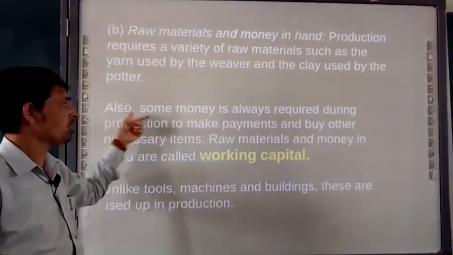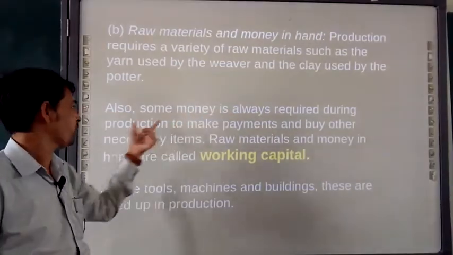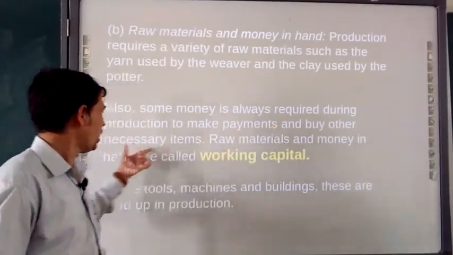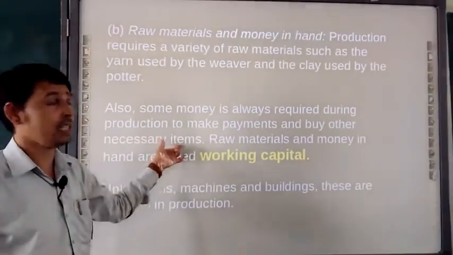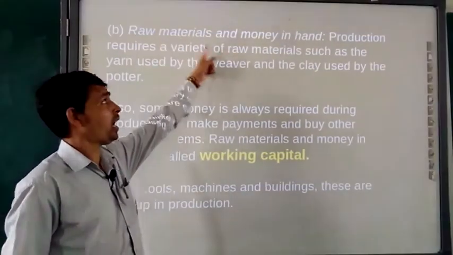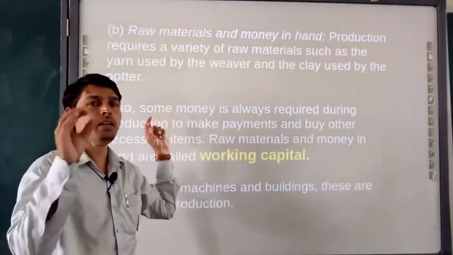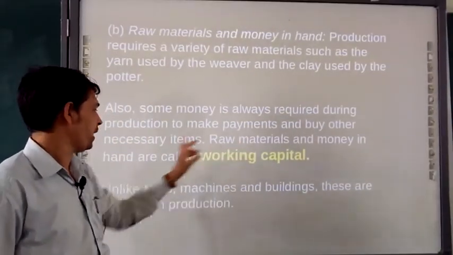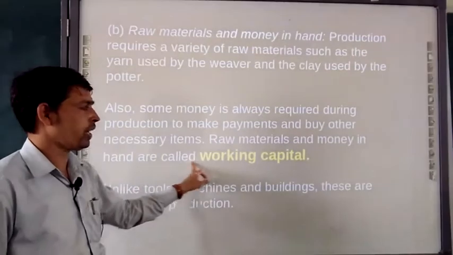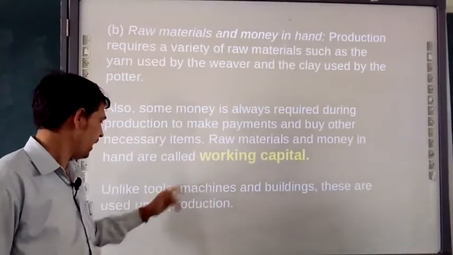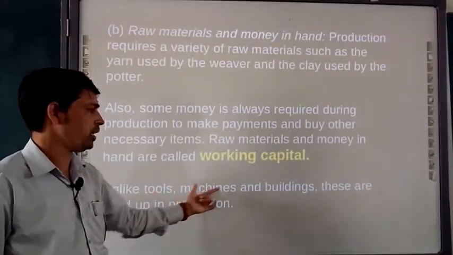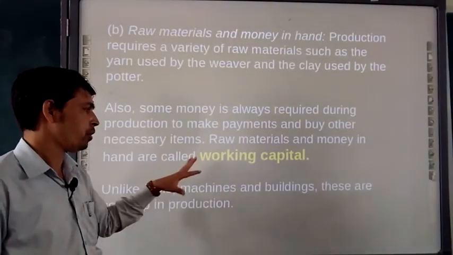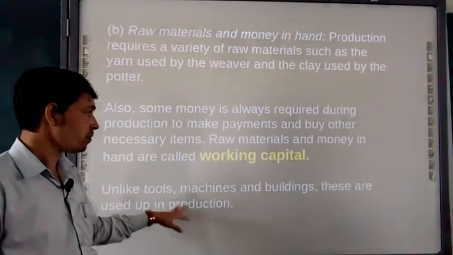Next, some money is also always required during production to make payments and to buy other necessary items. That's why raw material and money are both placed into working capital. Raw materials and money in hand are called working capital. Unlike tools, machines, and buildings, these are used up in the production.